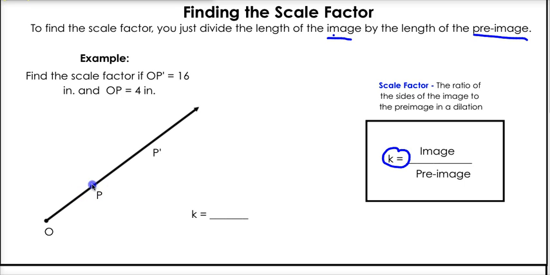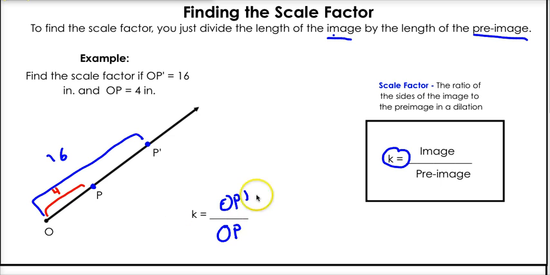Let's give it a shot right here, okay? Find the scale factor if OP prime is 16. Okay, we know this length is 16. And OP is 4. So, what is the length of our image? That goes on top. The image is going to be OP prime. And then what is the length of our pre-image, which is OP? We're just going to use that.